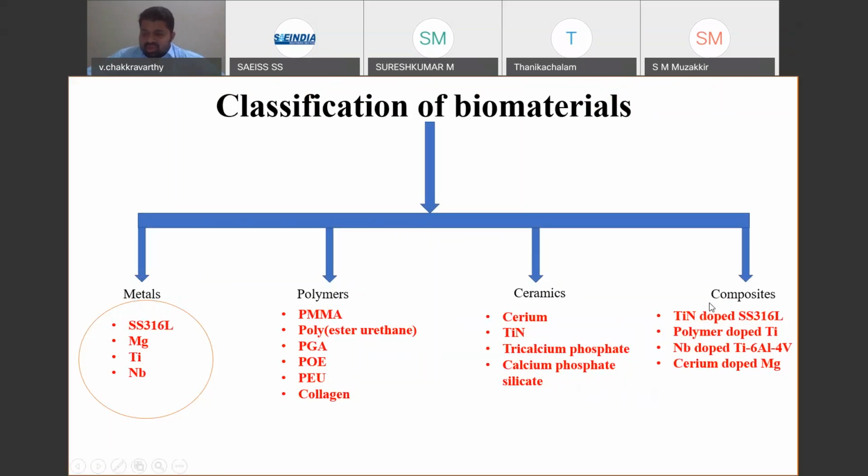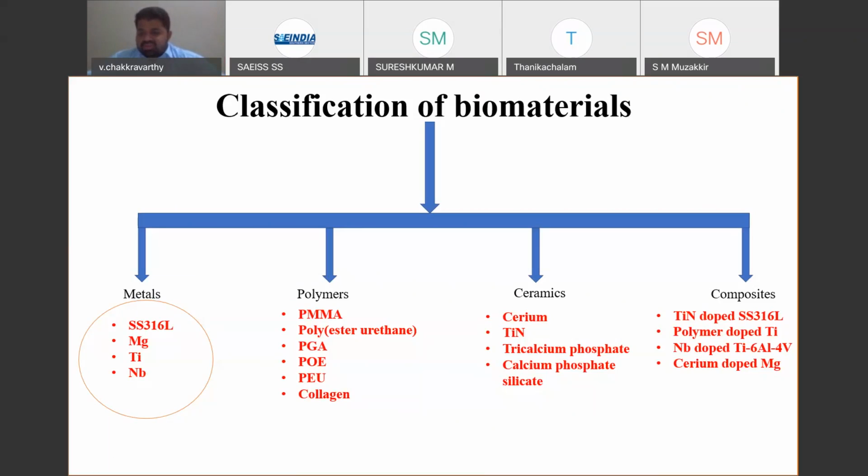Even we could observe some kind of composite materials as well. Titanium nitride was used to develop a new alloy, as it will improve the corrosion and wear resistance of stainless steel 316L. That's why titanium nitride kind of ceramics could be added with some composites. Even niobium could be added with the titanium 6 aluminum 4V alloy. Even cerium could be doped with magnesium alloy. So there are some aspect ratios of mixing this kind of biomaterials.